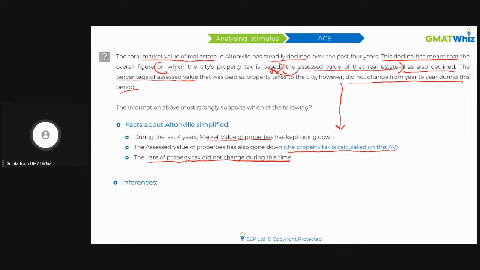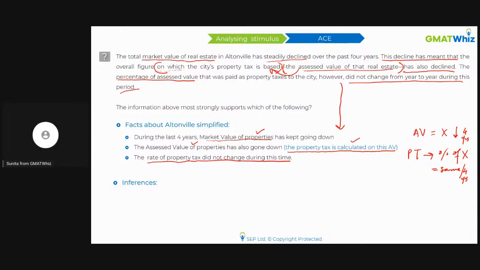So I'm saying, the market value of properties has gone down. Assessed value has also gone down. Property tax is calculated on this assessed value. So let's say assessed value is equal to X, and X has been declining in the last 4 years. But property tax, which is a percentage of X, is the same in the last 4 years. But even if the percentage is the same, if the amount on which this percentage is calculated is decreasing, then my net amount will obviously go down.